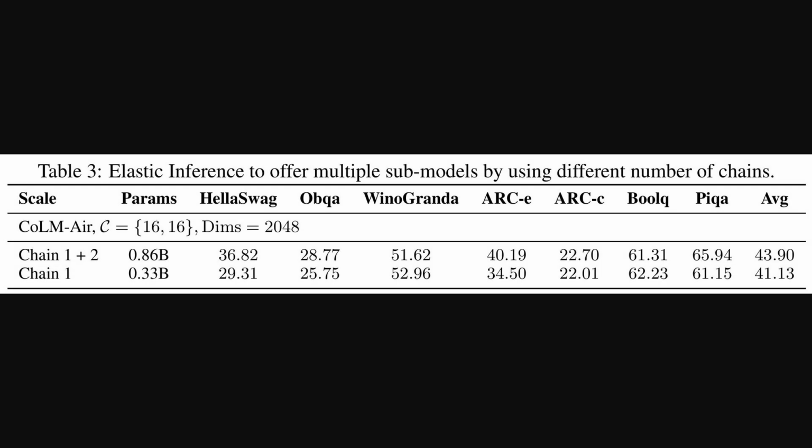Building on that ability to grow models, Table 3 showcases another advantage, elastic inference. Elastic inference is the capability to derive multiple, smaller submodels from a single, larger trained model by using a different number of its chains. Here, for a chain of language model AIR with a 16 16 chain setup, using both chains gives us a 0.86 billion parameter model, with an average score of 43.90. But if we use just the first chain, we get a much smaller 0.33 billion parameter model that still performs respectably at 41.13. This flexibility is pretty powerful.